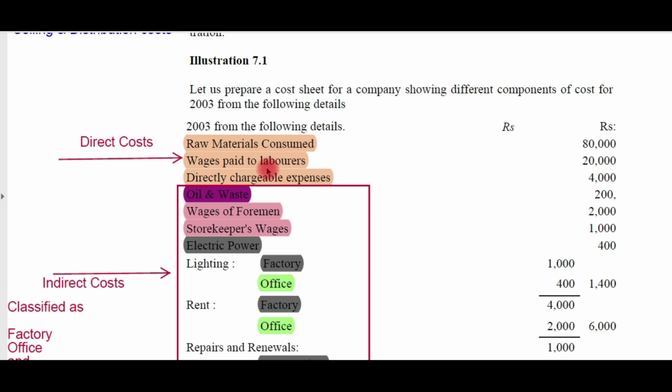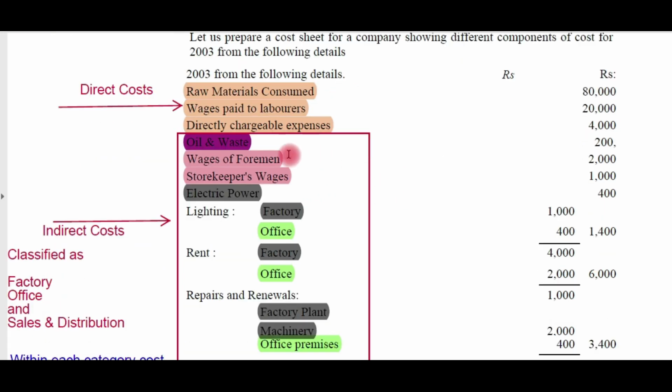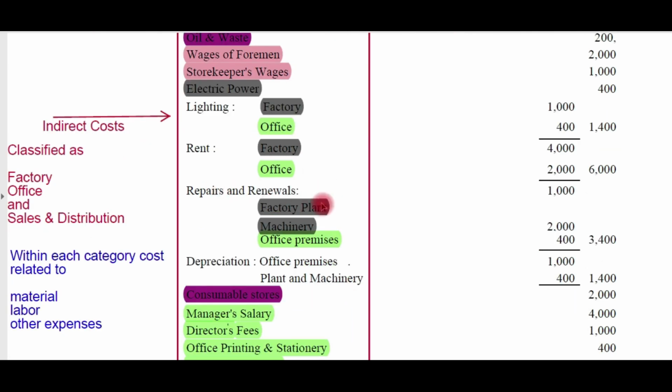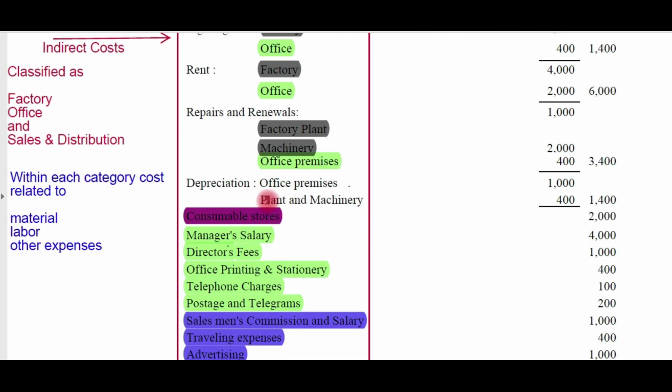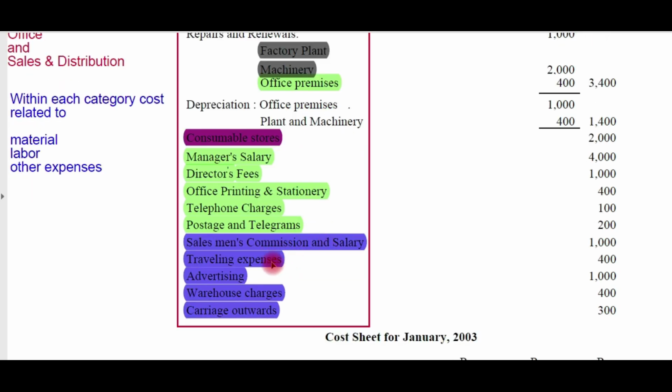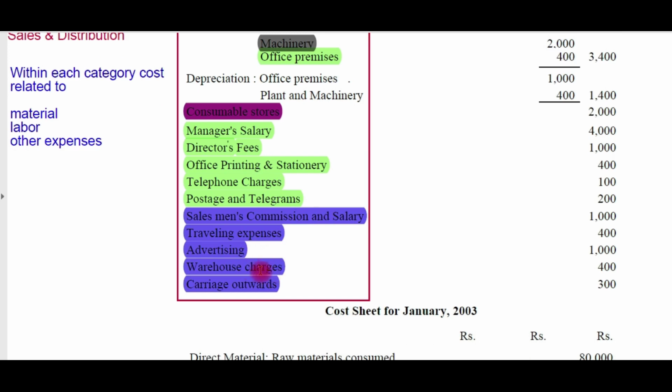Raw materials consumed 80,000, wages paid to laborers 20,000, directly chargeable expenses 4,000, oil and waste, wages of foremen, shopkeepers' wages, electricity for factory, office, rent for factory and office, repairs and renewals for factory plant and machinery, repairs for office premises, depreciation for office premises and depreciation for plant and machinery, consumable stores, manager's salary, director fees, office printing and stationery, telephone charges, postage telegram, salesman's commission and salary, traveling expenses, advertising, warehouse charges and carriage outwards.